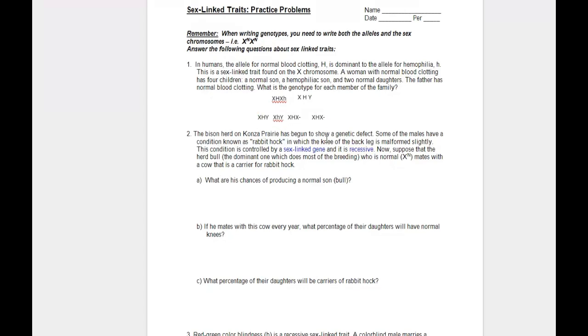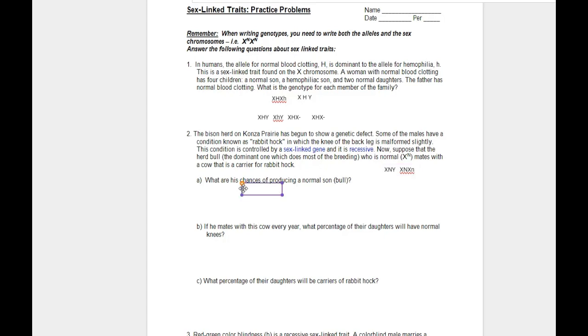In bison, Kansas has begun to show a genetic defect. Some of the males have a slight condition known as rabbit hock, in which the knee of the back leg is malformed slightly. This condition is controlled by a sex-linked gene and is recessive. Suppose the herd bull, the dominant one, which most of the breeding's done, is normal, but he mates with a cow that's a carrier. He has X big N and a Y, and she has an X big N and an X small n. Hopefully you understand what I'm doing. I'm just not putting the N's as exponents above the X's.